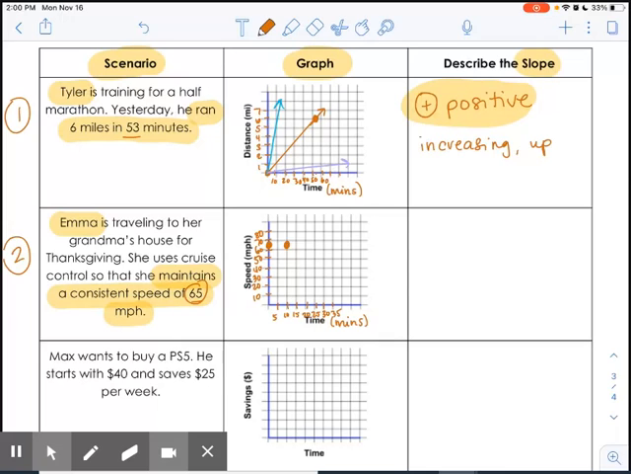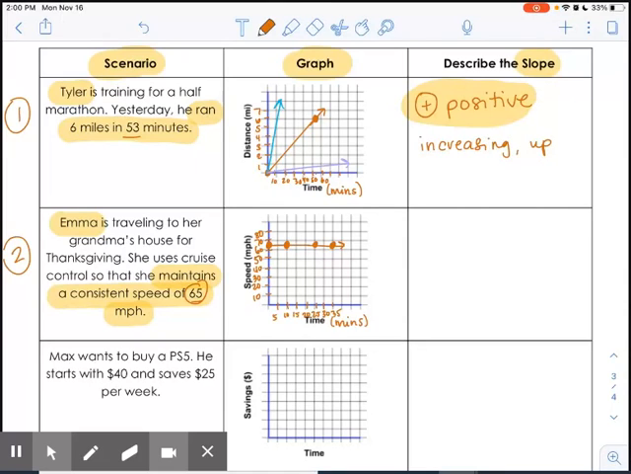After 25 minutes, she's still going 65. After 35, she's still going 65. As far as we know, she's just coasting along at 65 miles per hour. So all these points are lined up and we can form a line going from left to right. So obviously this is a different kind of line. It looks different than our first example.